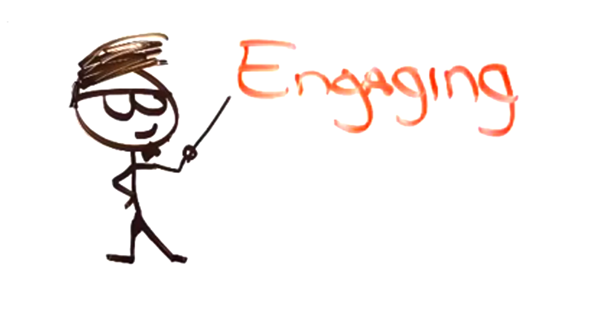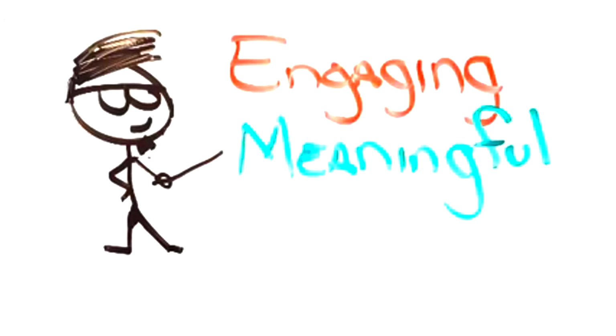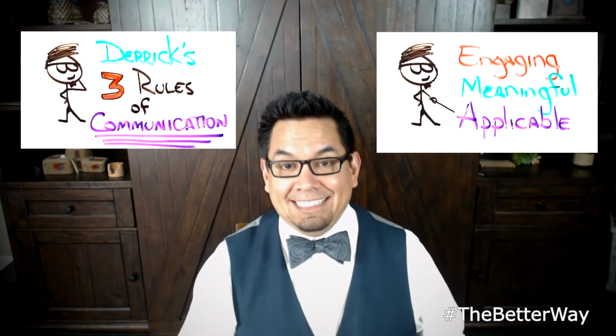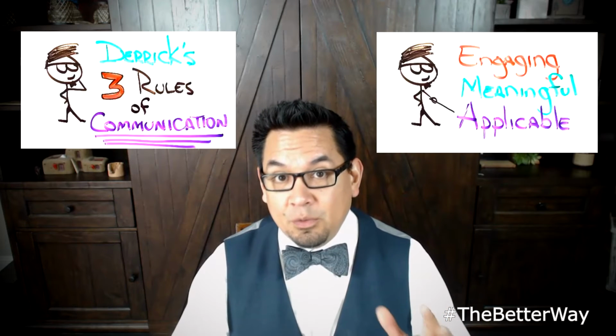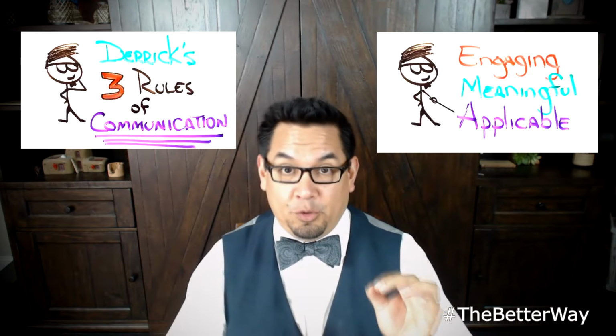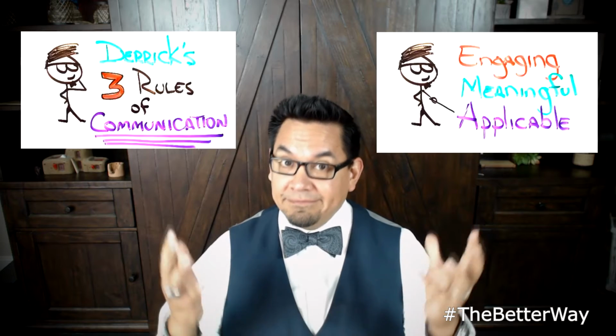Your message has to be engaging, it has to be meaningful, and it has to be applicable. And over the course of the next few videos, we're going to talk about each one of these in detail. Not necessarily detail, but we'll get there bit by bit. But I will be referencing these as the videos progress, because I truly believe that if you apply these 3 rules, you will have effective communication. It's worked for me, and I think I've done pretty good so far.